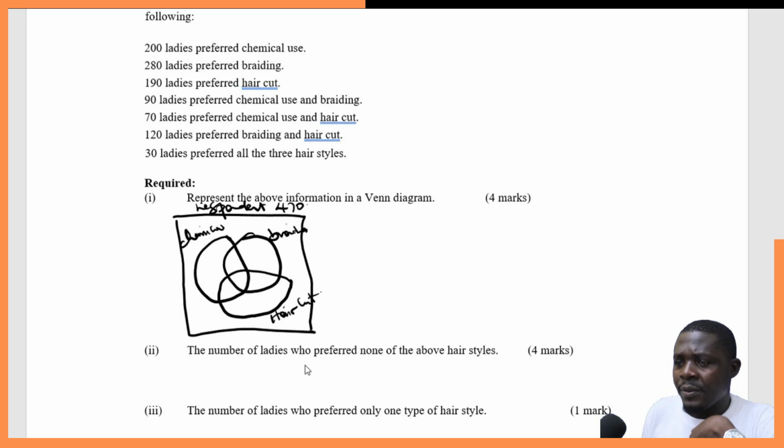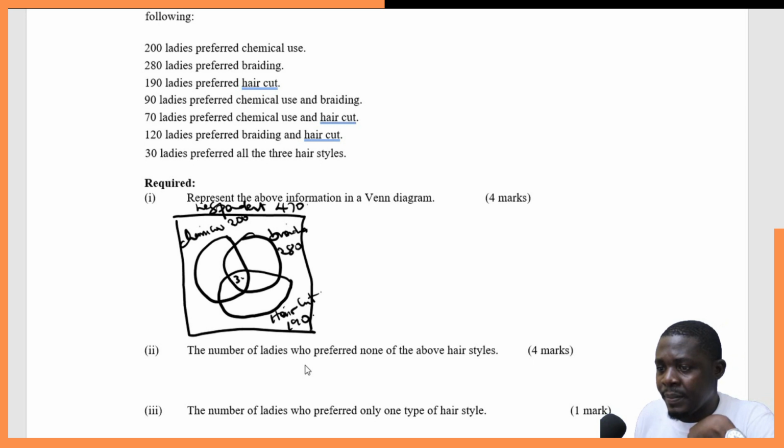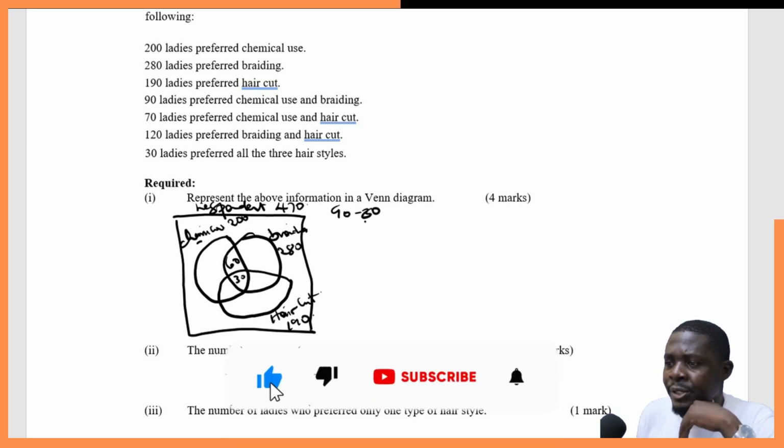200 were using chemical. Braiding we had 280. Haircut, we are told that they were 190. Those who preferred all three, they were 30. We put 30 at this middle point. The 90 ladies preferred chemical and braiding. Now 90 minus 30, we get 60. That preferred only those two, we have 60.